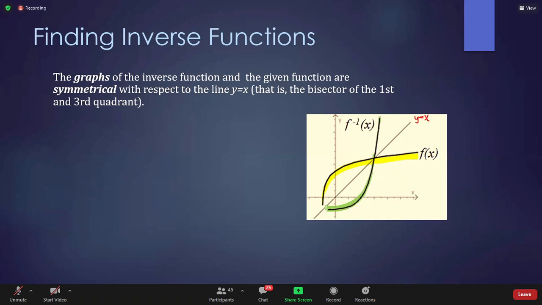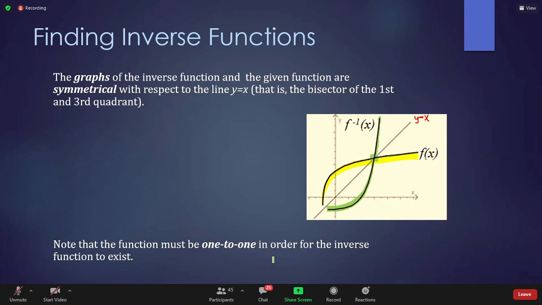There might be a point where they intersect, but that point will always be on this line, because that's where x and y are equal. But it's not necessary. Not always do these functions actually intersect. These graphs might not be intersecting at all, and then nothing bad happens. So the function must be one-to-one. We will have this problem with functions that are not one-to-one.